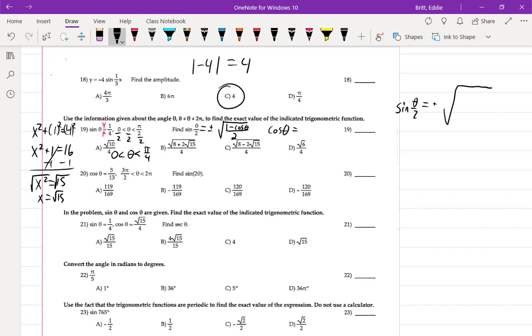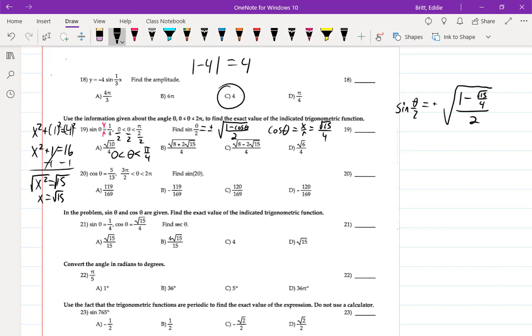So now I can figure out what cosine theta is equal to. Cosine theta, remember, is x over r, so it's going to be the square root of 15 over r, which was 4. So now I'm going to follow my formula and say 1 minus the square root of 15 over 4 all over 2. So all I did was I took my formula and I plugged in the square root of 15 over 4 for cosine theta.